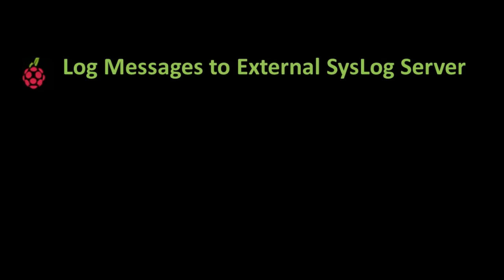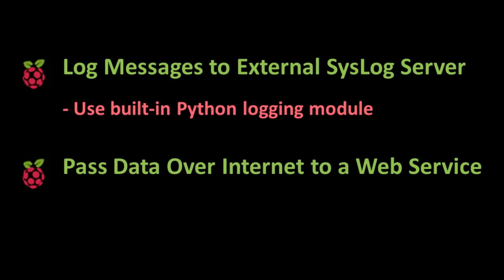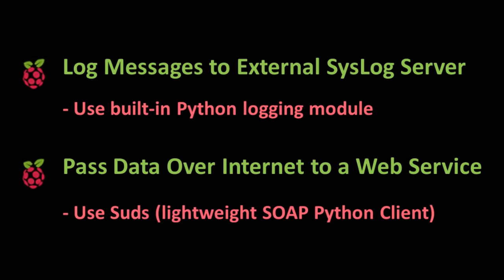First, we'll log messages to an external syslog server running on a Linux NAS. We're going to use the built-in Python logging module. Next, we'll exchange data over the internet between computers with web services. We'll use SUDS, a lightweight, open-source Python SOAP client. This video will demonstrate the Pi's ability to work with other computers and OSs.